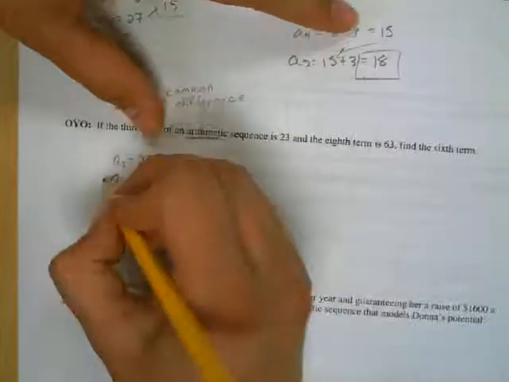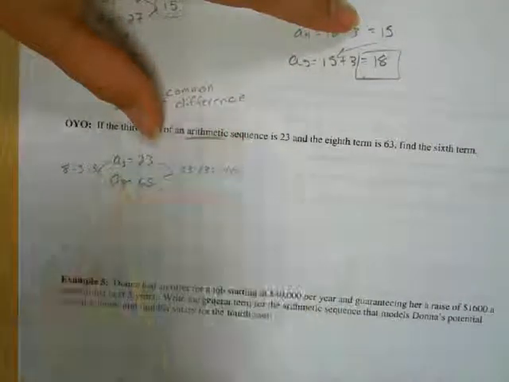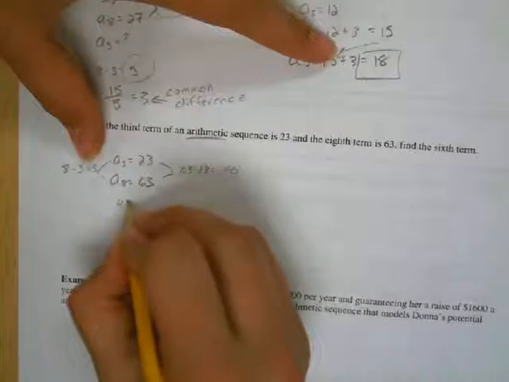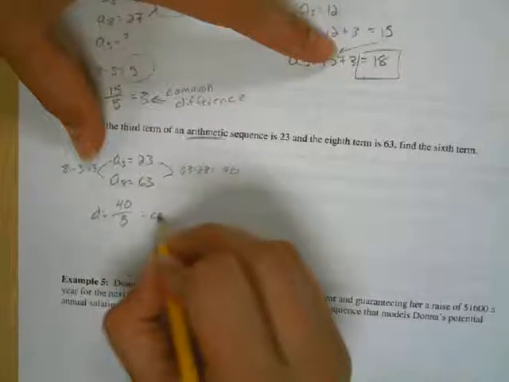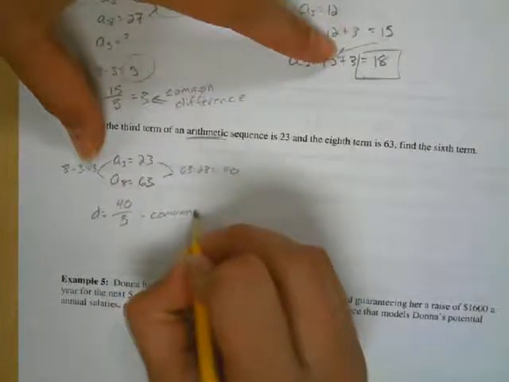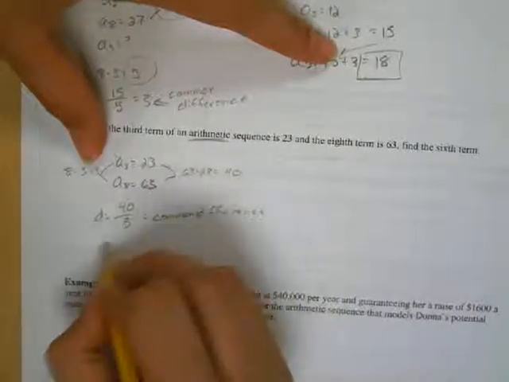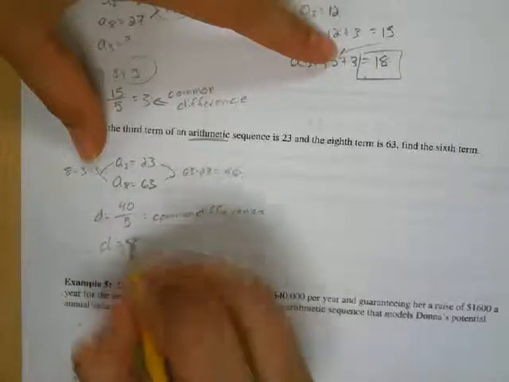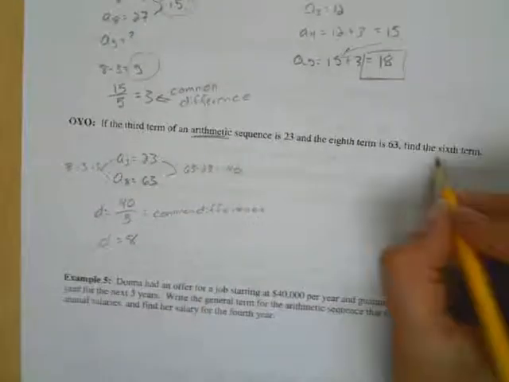And the difference here, 8 minus 3, which is going to be 5. So you're going to get this over this. That's all that's happening. So you get 40 over 5 is going to be your d value, your common difference. But I'm not going to leave it as 40 over 5 because 5 goes into 40 nice and evenly, so 5 goes into 40 8 times. So my d value, my common difference, is 8, so they want me to find the 6th term.